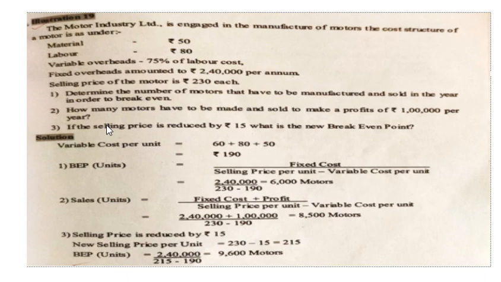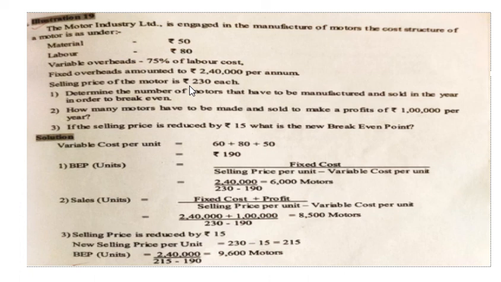So the next problem we are going to discuss is illustration 19. Motor Car Industry Limited is engaged in the manufacture of motors. The cost structure of the motor is as under. Under the cost structure they have given material rupees 50, labor rupees 80, variable overheads 75% of labor cost. Fixed overheads amounted to rupees 2,40,000 per annum. Selling price of the motor is rupees 230 each.